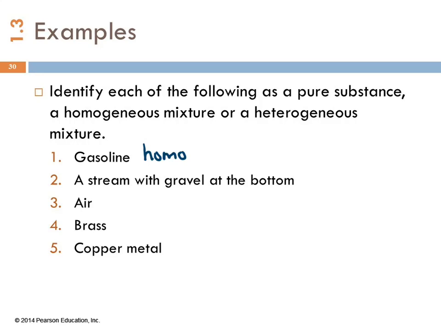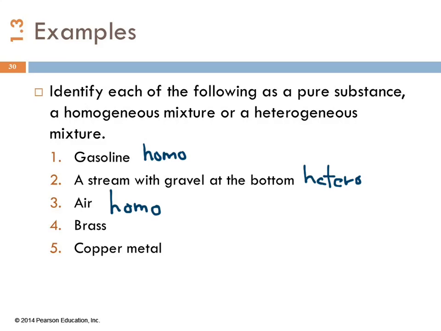How about a stream with gravel on the bottom? Heterogeneous, because there's different parts. How about air? We're going to say homogeneous, although living in the Central Valley, is the air always homogeneous? No. Sometimes when I drive into Fresno, I see this yellow haze. It's like, ew. Right? But in general, air is considered to be homogeneous. It mixes.